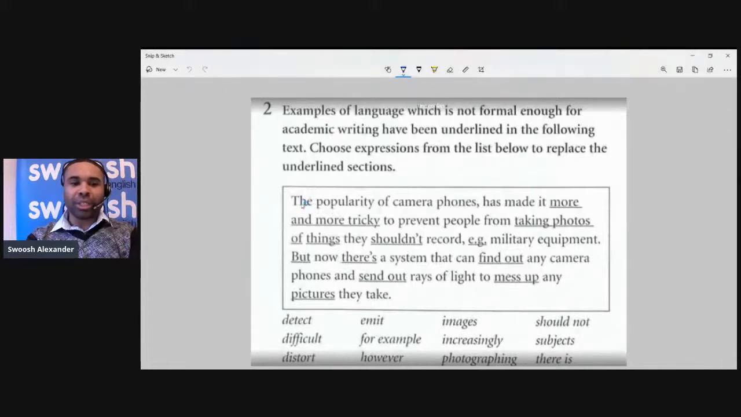Okay. So let's have a look at the first sentence. The popularity of camera phones has made it more and more tricky. Okay, so this is an informal way of communicating a comparative form, and we need to assess this, and we need to find a more formal way of making a comparison. So let's see how we could do this.